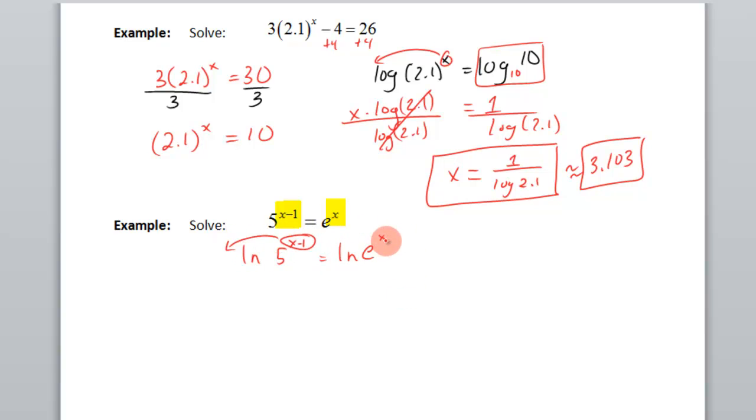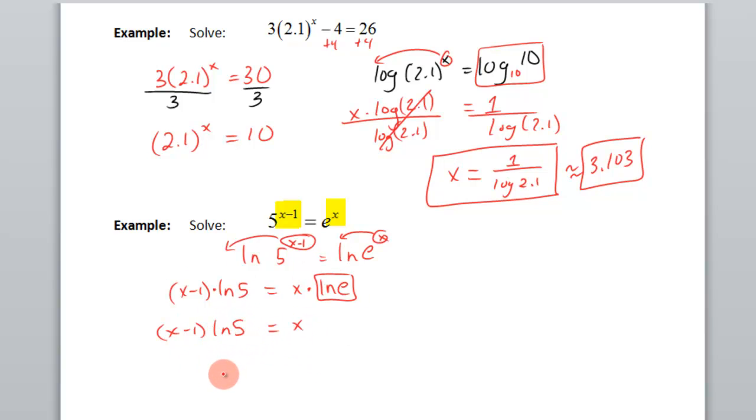Then I can take this down as a quantity again and take this down in front of here. So that would be x minus 1 in parentheses coming down times the natural log of 5. And this would be x times the natural log of e. But the natural log of e, that's 1, right? So that took care of that.